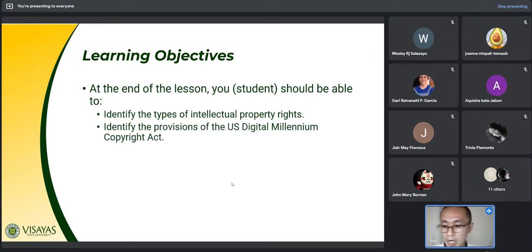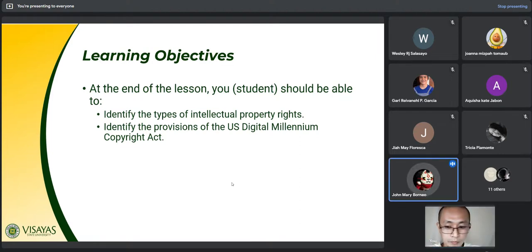Then we will also be discussing, class, the U.S. Digital Millennium Copyright Act. Are you familiar with this, or have you ever, class, mentioned this term? Like, for example, when you try to search for a movie and then there's a note there that some contents were not displayed due to violation of U.S. Digital Millennium Copyright Act. Have you encountered this one?